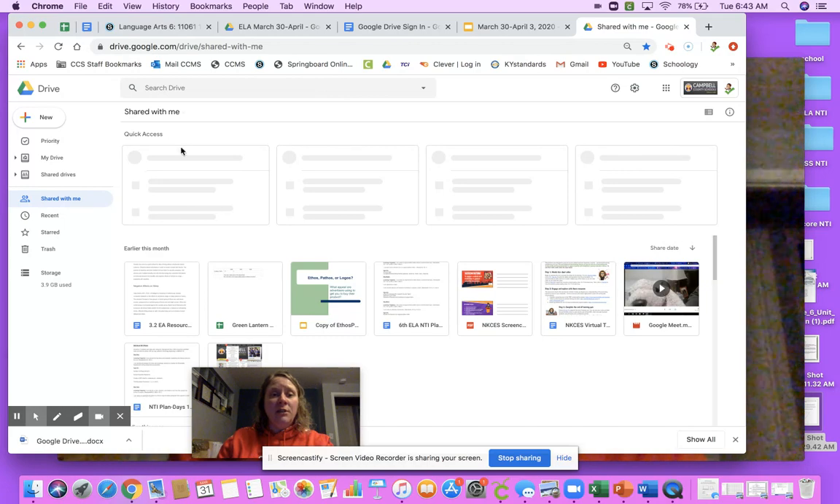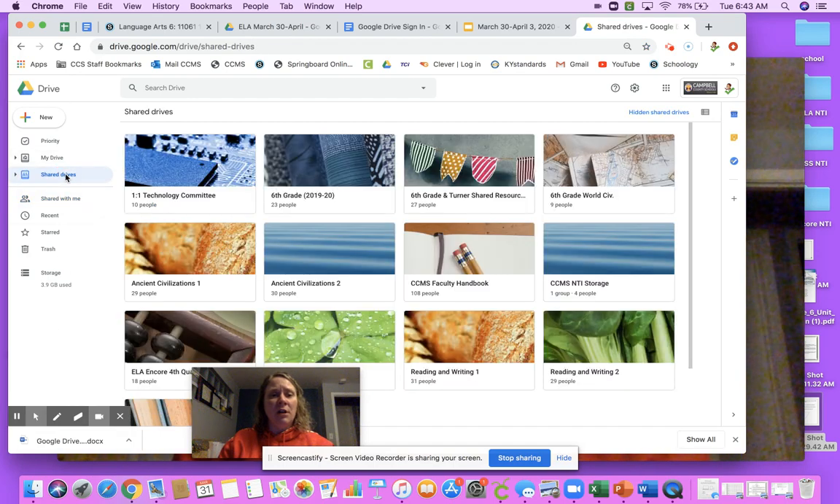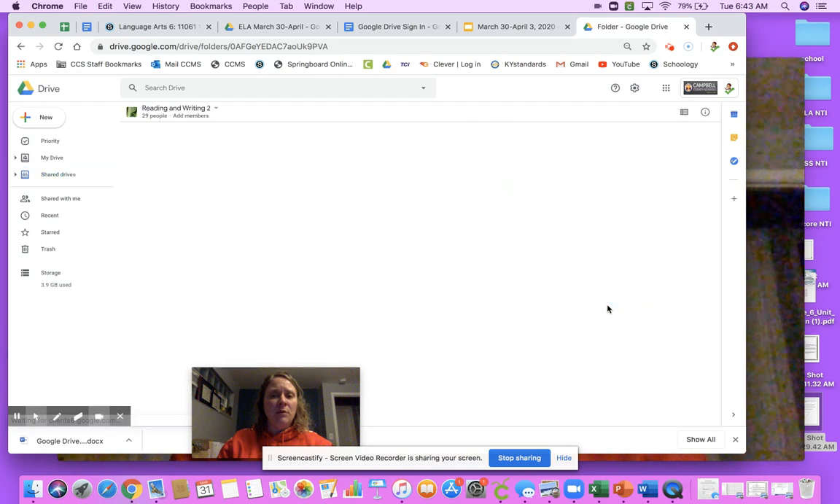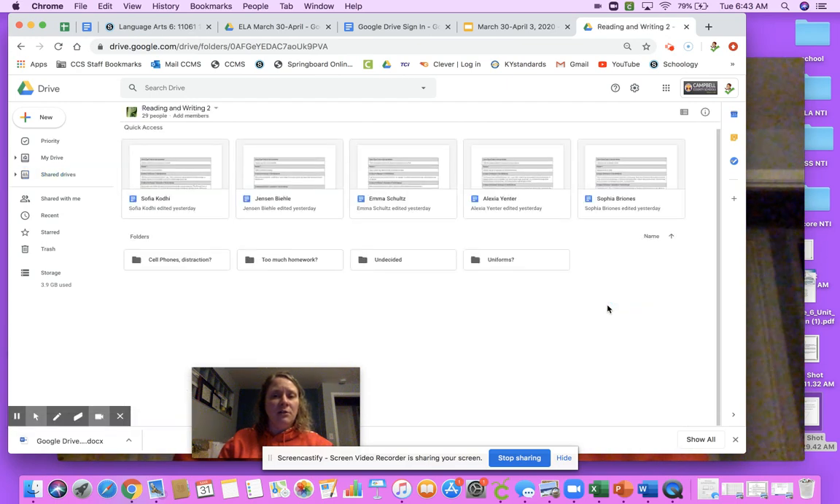Once you find your drive, it'll look pretty similar to this. Mine's pretty full right now, packed with all kinds of good stuff for school. But you're coming over here to the left side where it says shared drives. You're going to find a folder that says Reading and Writing 1 or Reading and Writing 2. I'm going to the second class today. Yesterday I was doing the first class.